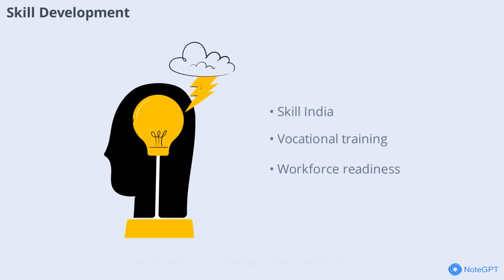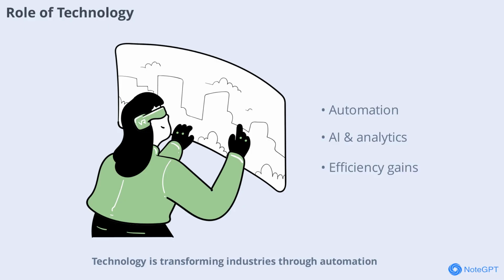To keep pace with changing industry demands, skill development and vocational training are essential. Programs like Skill India aim to equip the workforce with relevant skills, ensuring employability and productivity in various sectors. Technology is transforming industries through automation, artificial intelligence, and data analytics. These advancements increase efficiency, reduce costs, and open up new avenues for growth. Staying updated with technological trends is crucial for industrial success.